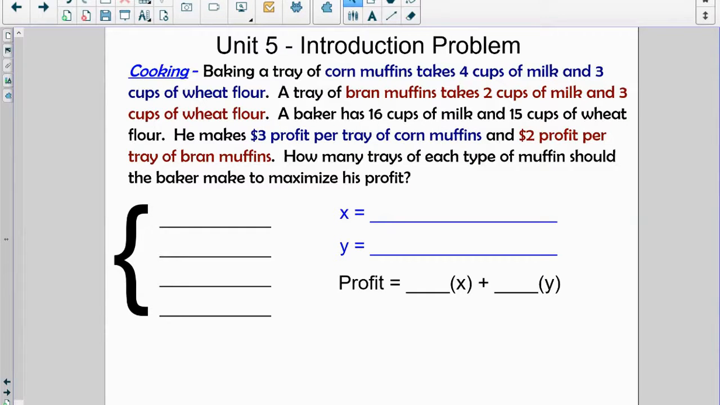Hi, at the beginning of this unit, I introduced this problem to you about corn muffins and bran muffins. And I said that we were going to come back and take a look at this problem together at the end of the unit on our review day. So let's do that today.